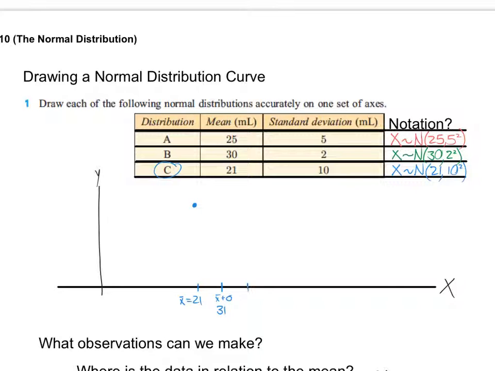And then if I go another standard deviation, that'd take me to x bar plus 2 sigma. So I would be at 41. Okay? And then I would go another standard deviation. And that would put me where? 51. Good. There's 51.